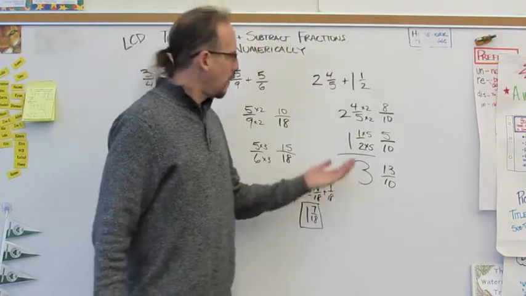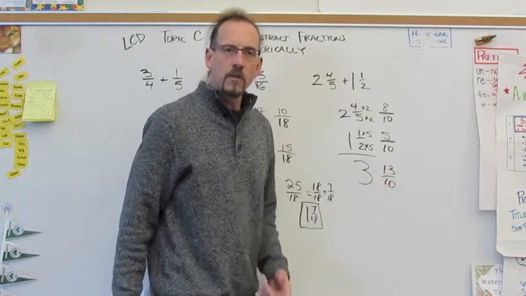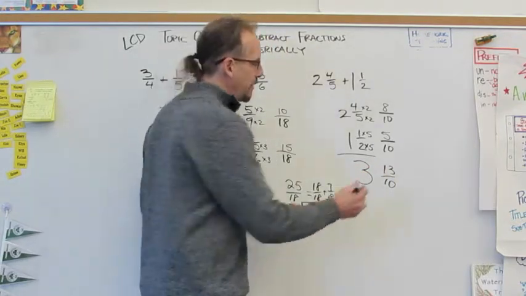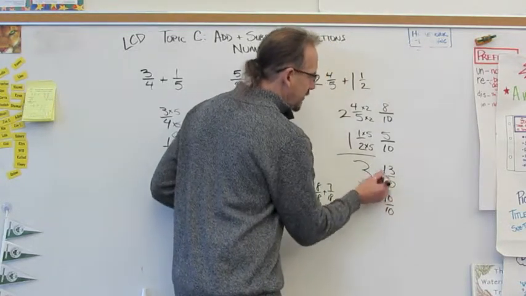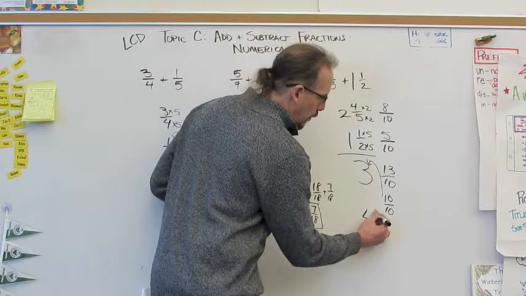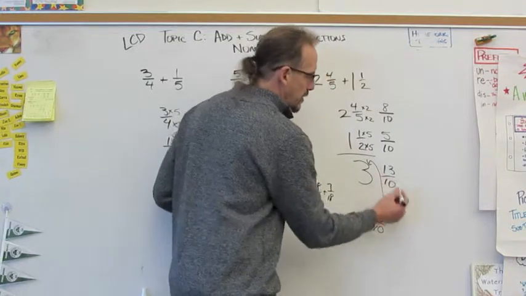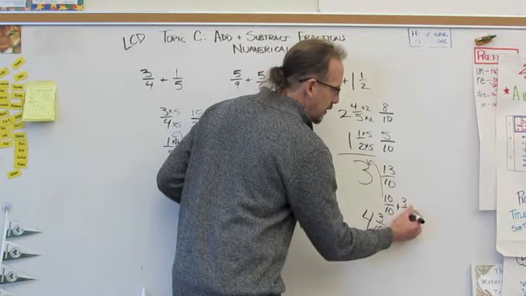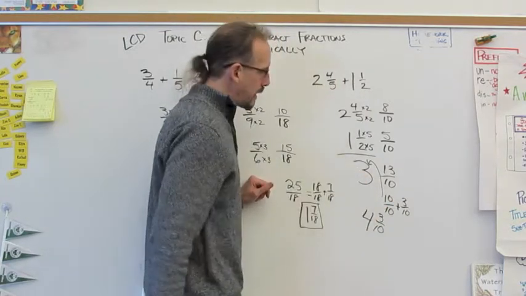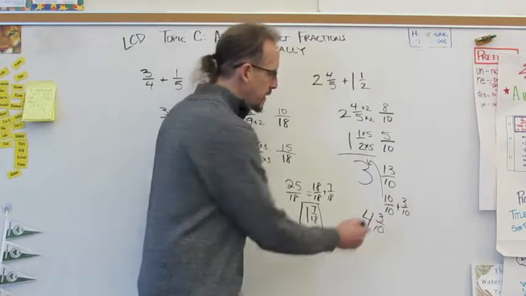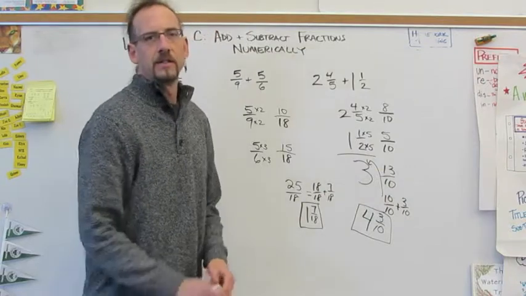And again, I want to look at that answer and I want to say, oh, that's a fraction that's greater than 1. I have to pull 1 out of that. I have to take the 10/10 out of that and give it to the 3, making that 4, and leaving me with 3 more tenths left over, because 13/10 is 10/10 plus 3/10. So I'm giving the 1 to the whole number here, making it 4, and I got that leftover 3/10 here. This is the simplified version of that answer.